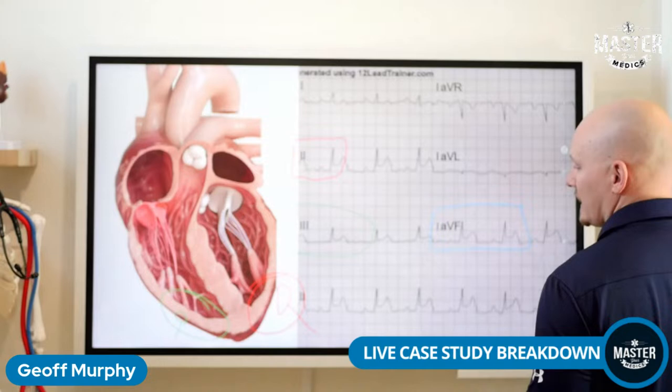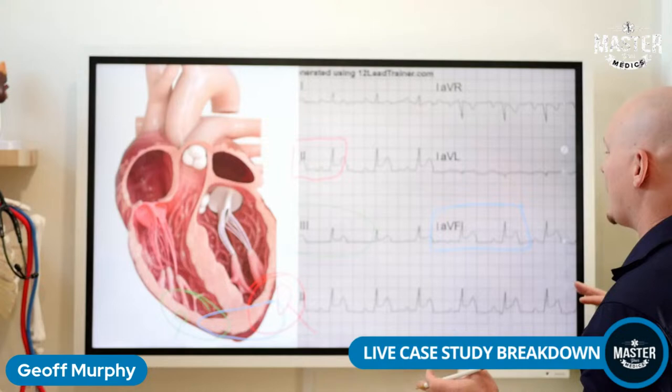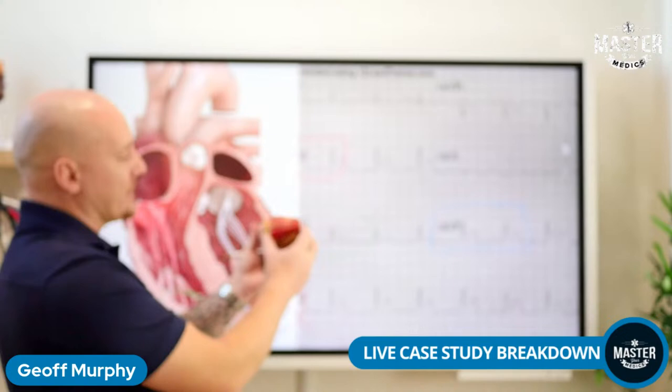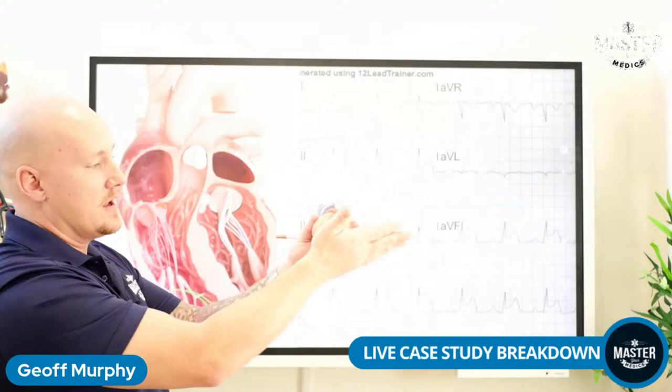And so that's why these three combine to be your inferior leads. And by inferior, they're talking about looking at it from this direction, not flat on the heart. They're actually looking at it from the bottom. So what these three leads combine to look at is this portion of the heart, the bottom portions of the heart, not the front, the bottom portions.